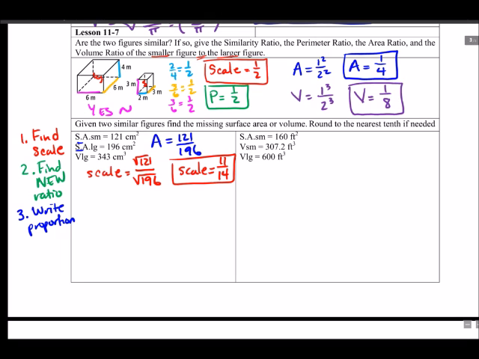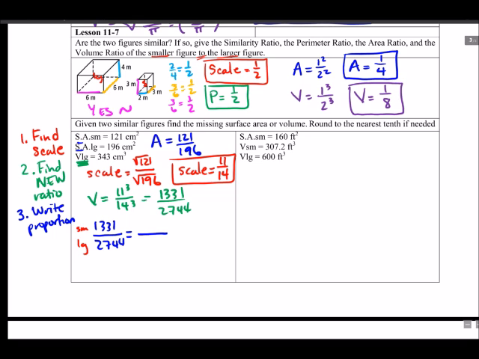So we need to, number 2, find our new ratio. We want the volume ratio. We know that our volume ratio is our scale cubed. So I'm going to find my new ratio here, 1331 over 2744. And then I'm going to use that to write a proportion. I know that 1331, 2744, and small to large, you can write that in if you need help remembering that.